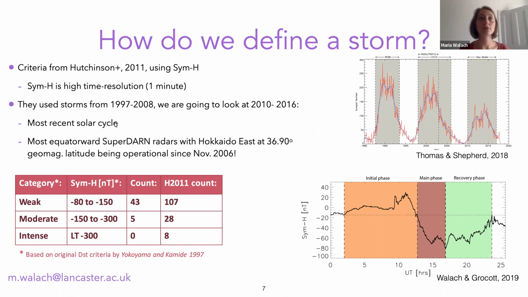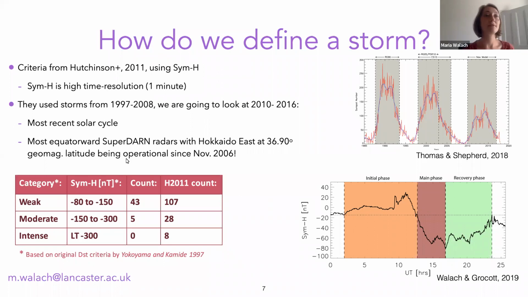The reason why I'm using the most recent solar cycle, so this gray period here, you can see this is the sunspot number of solar cycle, is because the Hutchinson et al. study, for a start, dates from 2008, but also we have some of the most equatorward SuperDARN radars being built in 2006, which means we can measure to lower and, well, to mid-latitudes really. And this becomes important when we look at geomagnetic storms. I will explain what SuperDARN is a little bit later.